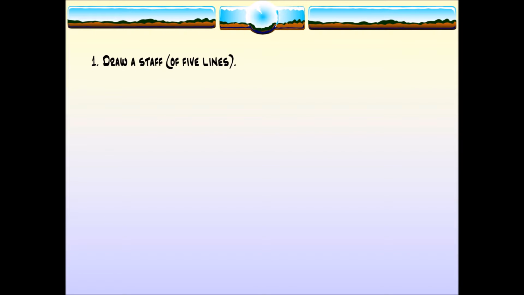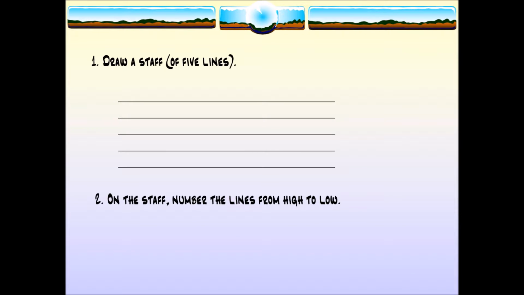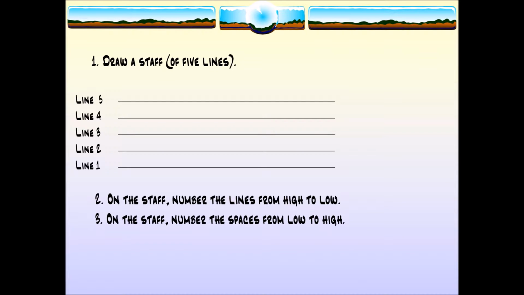On a blank piece of paper, draw a staff of 5 lines. On the staff, number the lines from high to low. Also on the staff, number the spaces from low to high.